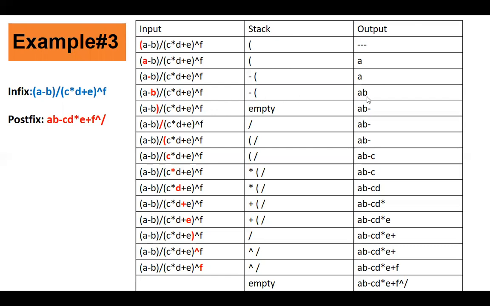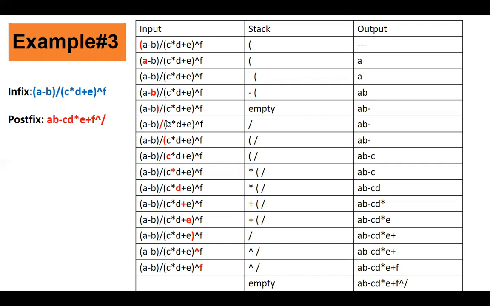Next, you read again an operand, that is B. So directly add it to the output. No change in the stack. Now you come across a closing bracket. When you come across a closing bracket, pop out from the stack all the operators until you come across the opening bracket. Add them to the output and discard the opening bracket as well as the closing bracket. Discard means they are not added to the output. They are even popped out from the stack. So now your stack is empty.